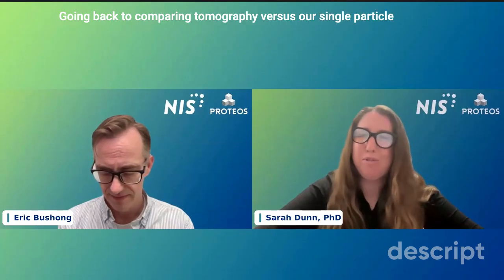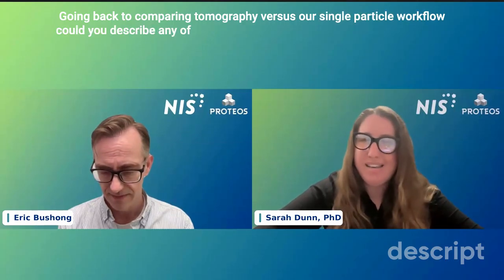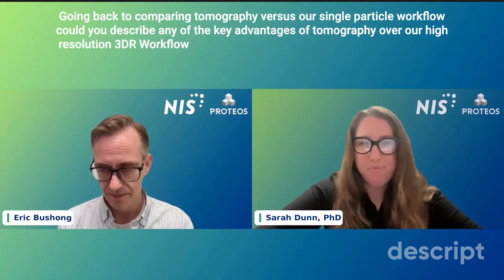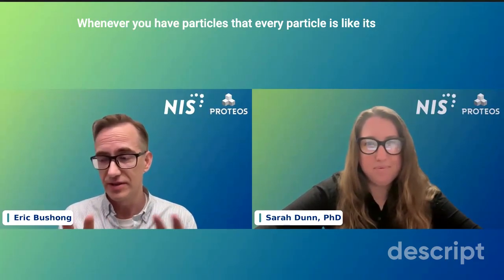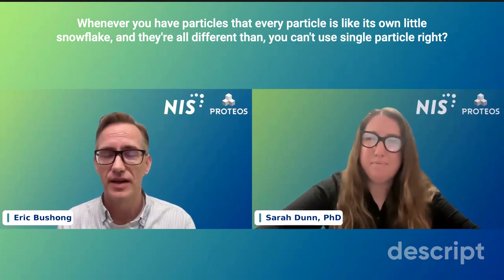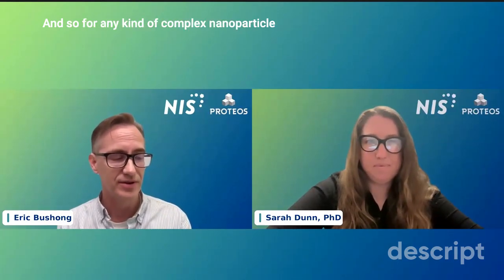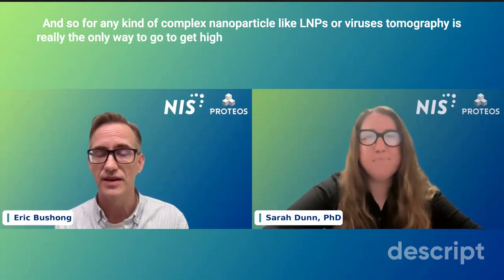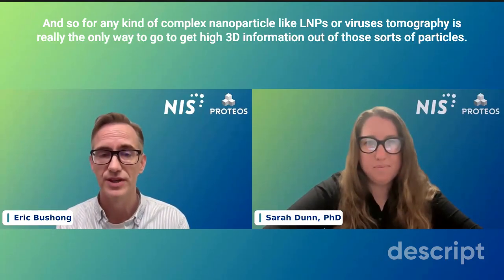Going back to comparing tomography versus our single particle workflow, could you describe any of the key advantages of tomography over our high resolution 3D workflow and when you would choose one over the other? Whenever you have particles where every particle is like its own little snowflake and they're all different, then you can't use a single particle averaging approach. And so for any kind of complex nanoparticle like LNPs or viruses, tomography is really the only way to go to get 3D information out of those sorts of particles.